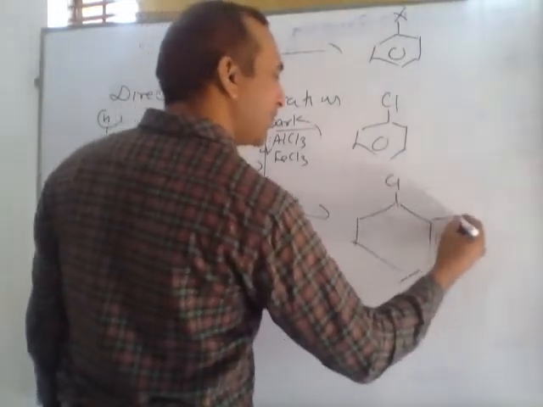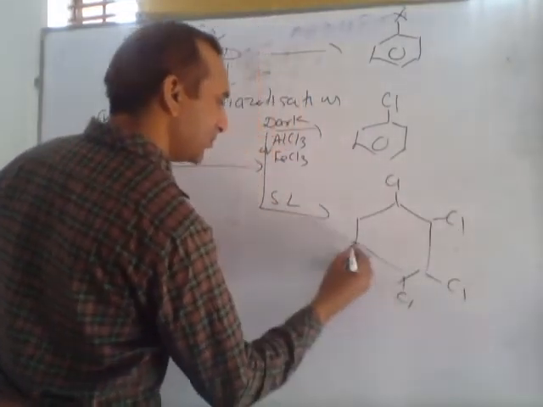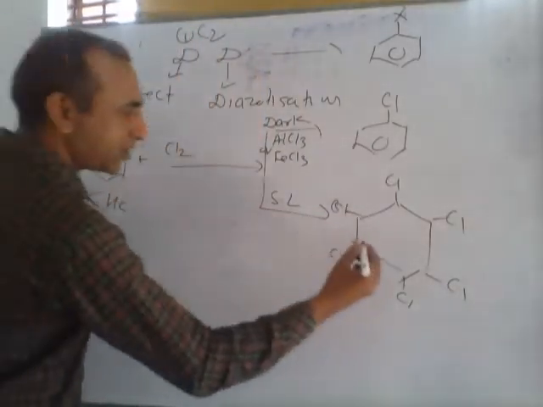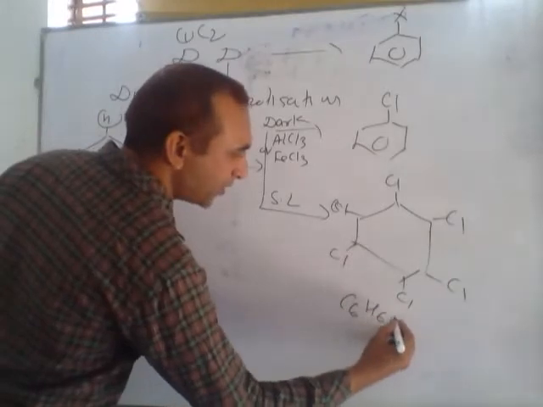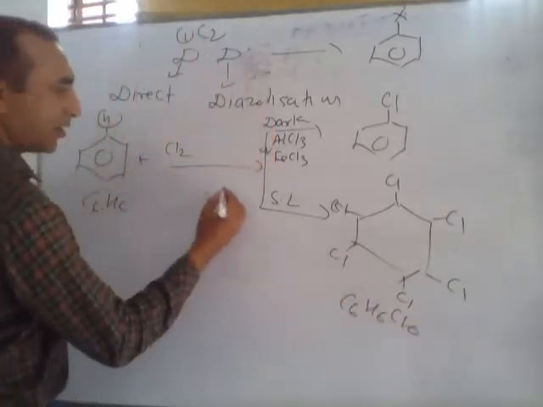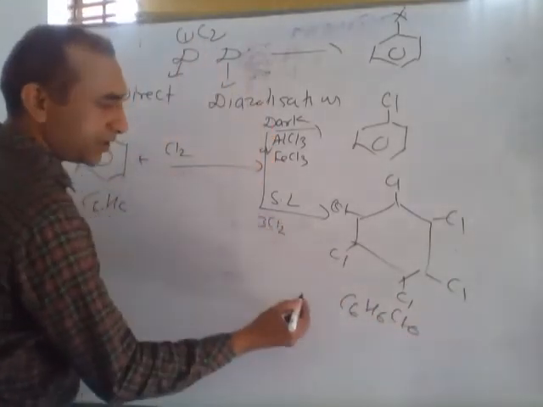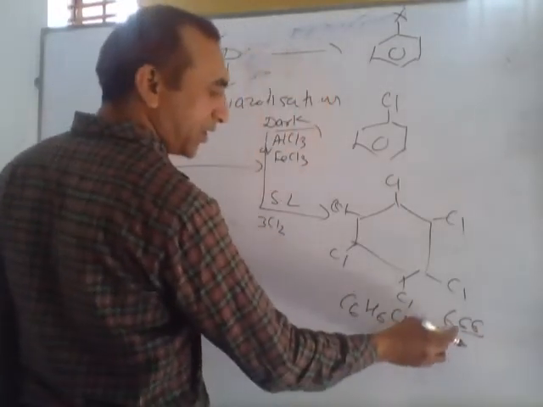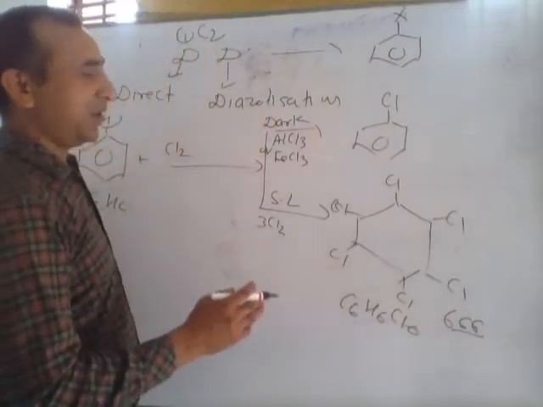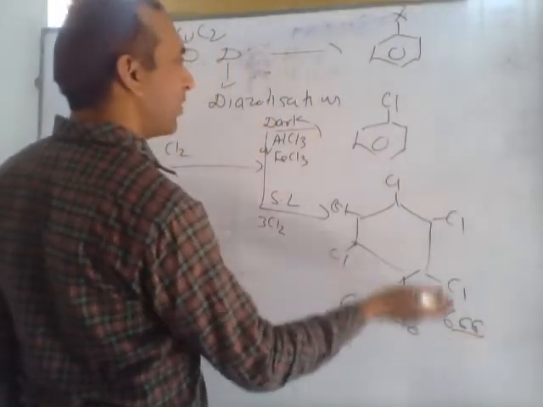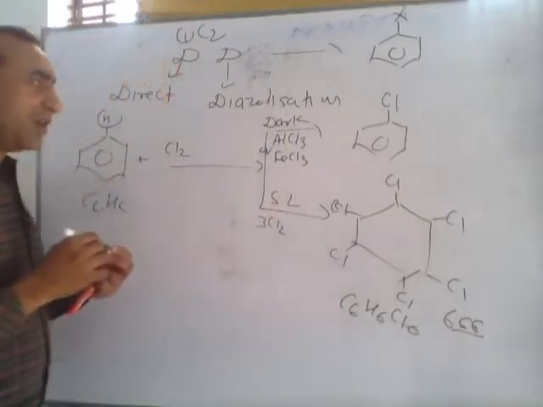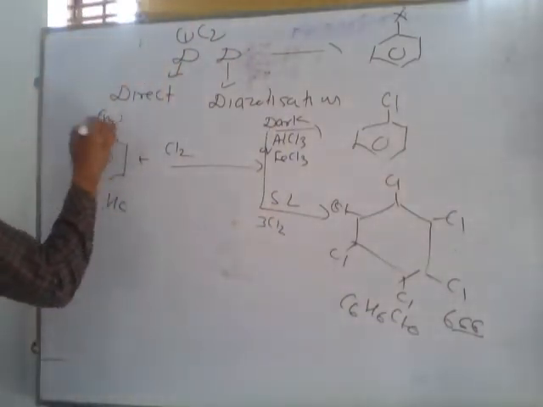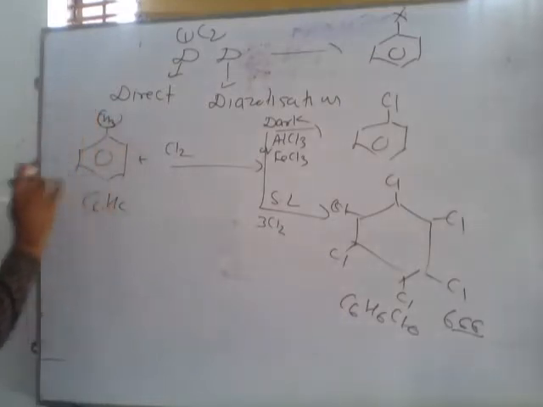Can you guess the name of this compound? Benzene is C6H6, but this compound is C6H6Cl6. Here the reagent is Cl2. This is called 666. In class 11 we studied that 666 is called gammexane, otherwise lindane. This is an insecticide, but this is called chlorobenzene. If instead of CH you are using CH3, this is called toluene.